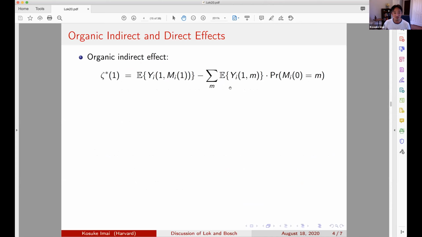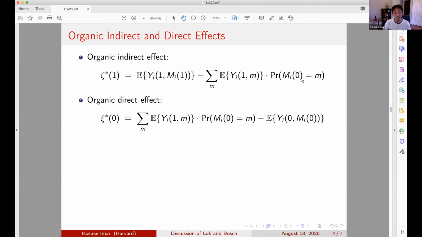So I used a slightly different notation, but basically it averages over potential outcomes over the distribution of the mediator under the control condition. This is the original quantity that was presented in our 2016 paper, and direct effect is similar in that you basically average the expected value of potential outcomes over the distribution of the mediator under the control condition.